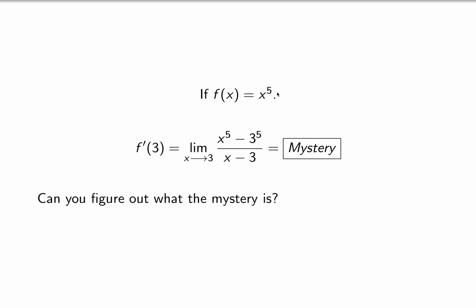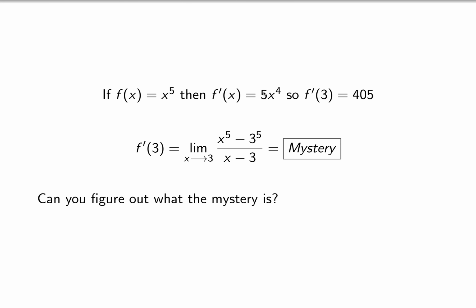And what is that function? Well, it's not sine of 2x. It's x to the 5th. And we can see that because what's our formula? Well, we have x to the 5th minus 3 to the 5th. So it looks like our function is going to be x to the 5th.